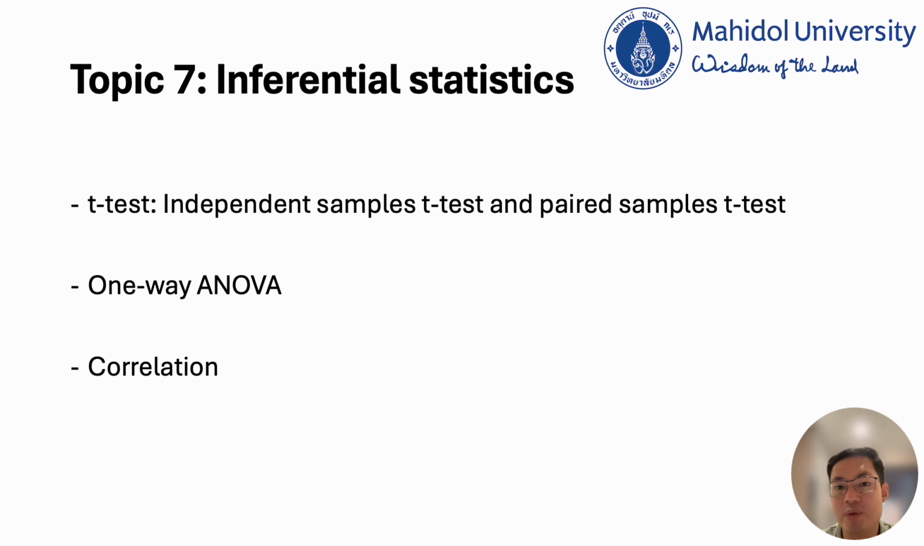Here's what we will be covering today. First, we will define what inferential statistics is and how it differs from descriptive statistics. Then, we will look closely at three key methods: the t-test, one-way ANOVA, and correlation analysis. For each one, we will cover definitions, assumptions, step-by-step procedures, and real-life examples to help you apply them effectively.